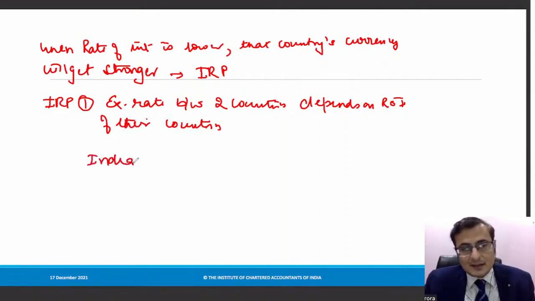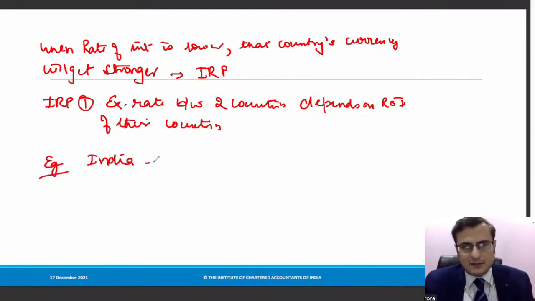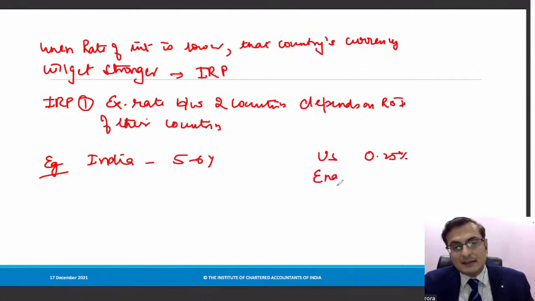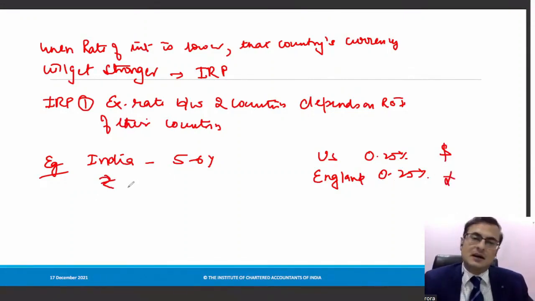India, say for example, in reality I'm just giving an example, India today gives around 5 to 6% on FD. They have their interest rates. In the US, it is 0.25%. Yesterday, the Bank of England raised their interest rates after the pandemic. Their rate is 0.25. Okay. So as you know, the dollar is stronger than the rupee, and England has the currency pound. The pound is stronger than the Indian currency. है ना? So this is how it happens.